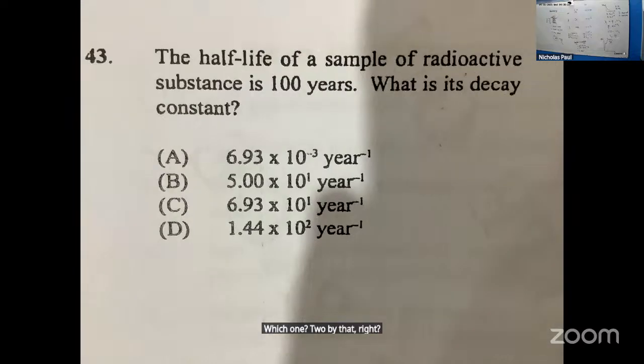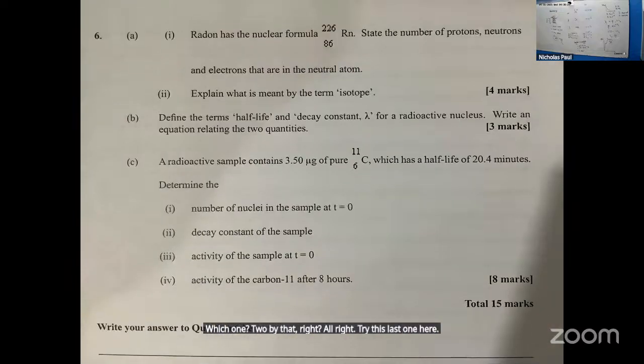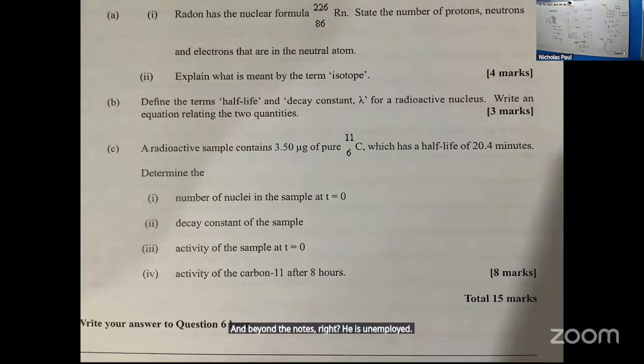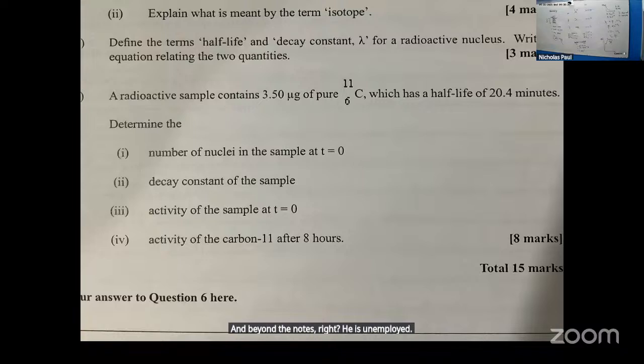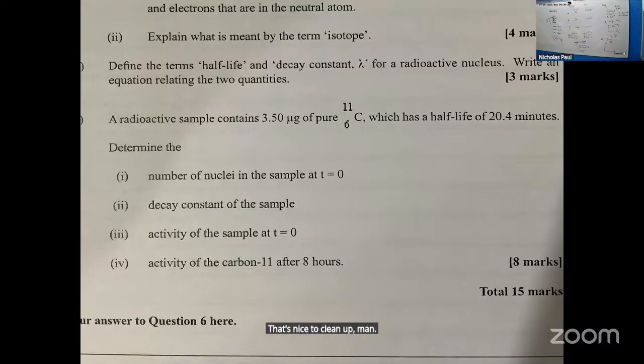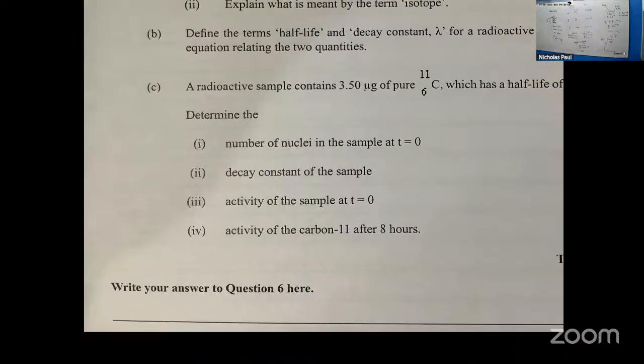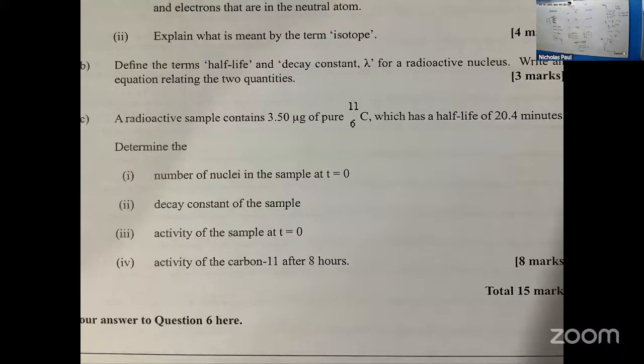All right, try this last one here. Ignore A and B, right? B is unequal. Just try C now. Last one, right? Try C. Write it down, and the result is what you got. 1.5 days. Oh yeah, try part C and we're done.